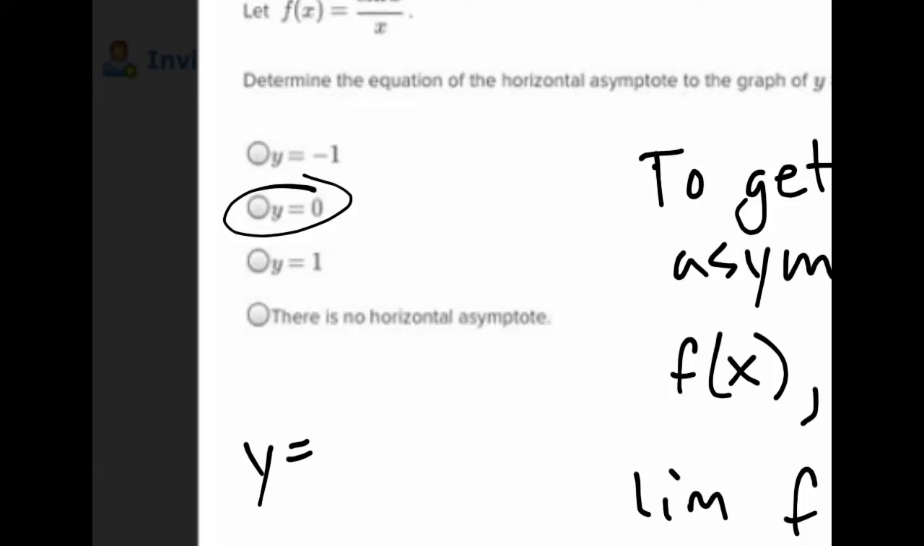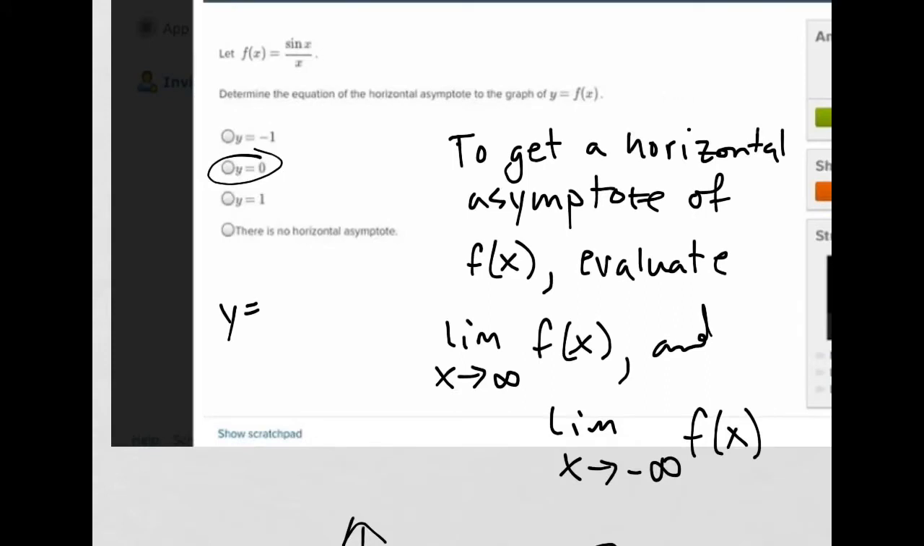That was a long explanation. I hope that makes sense. To get a horizontal asymptote, you take the limit as x approaches infinity or negative infinity. I really hope that helps. I tried to explain it.